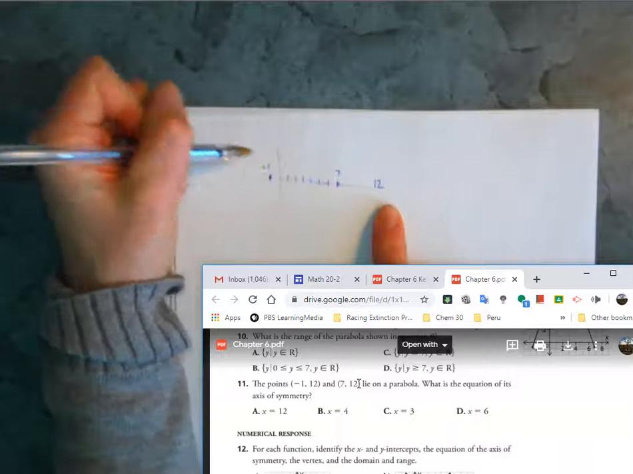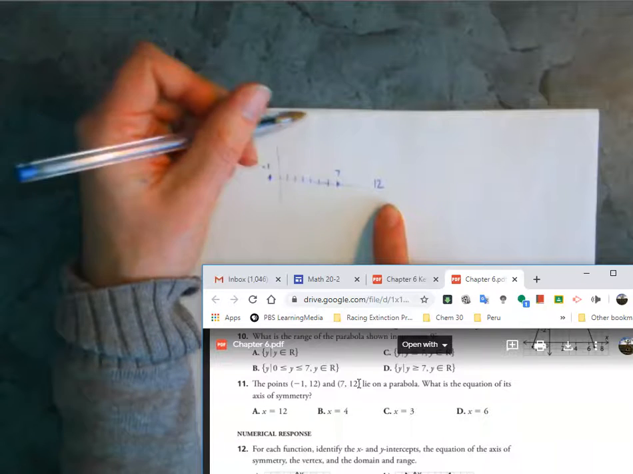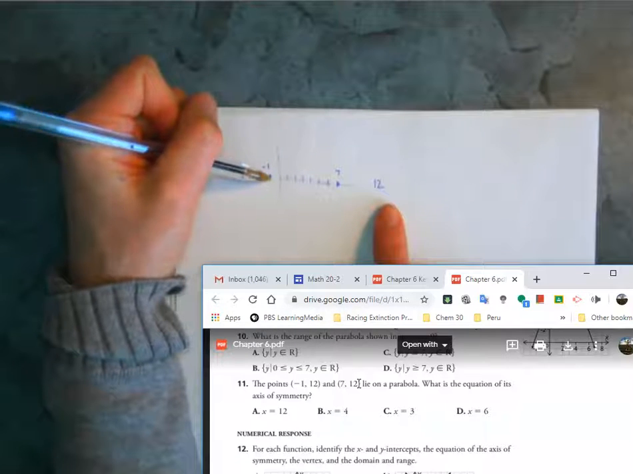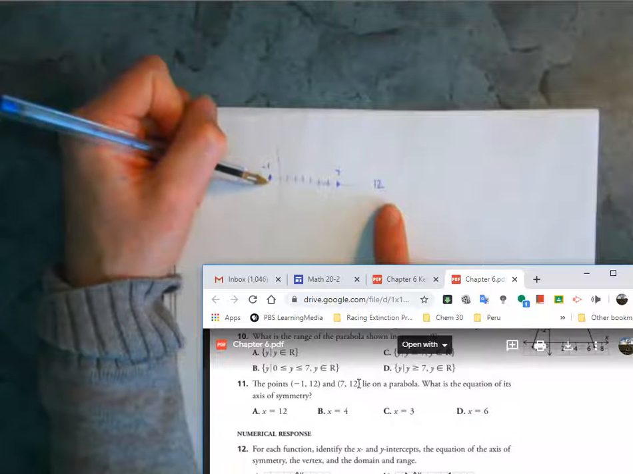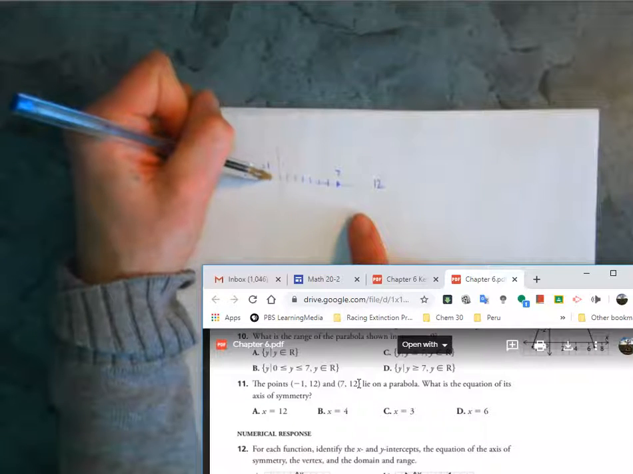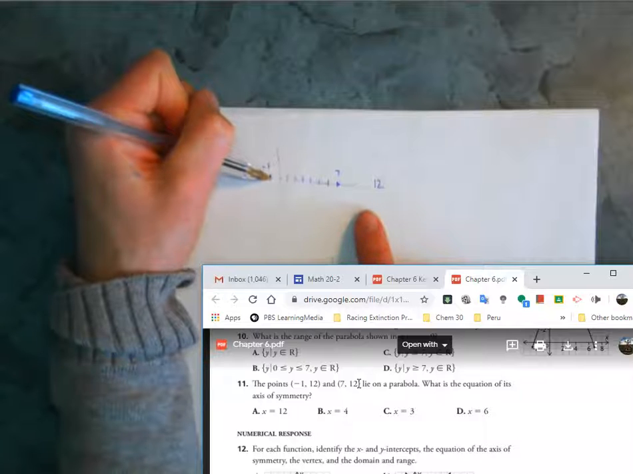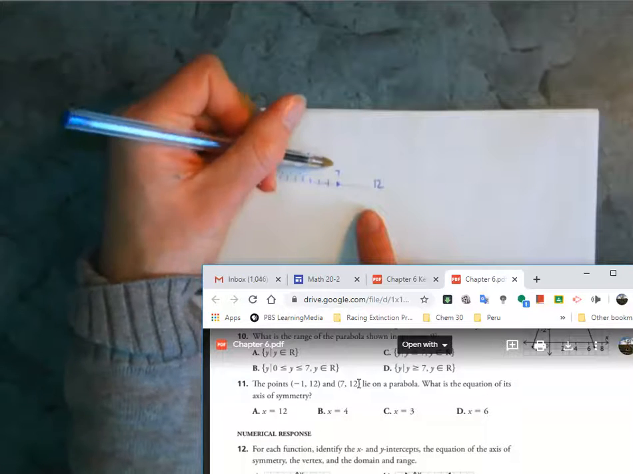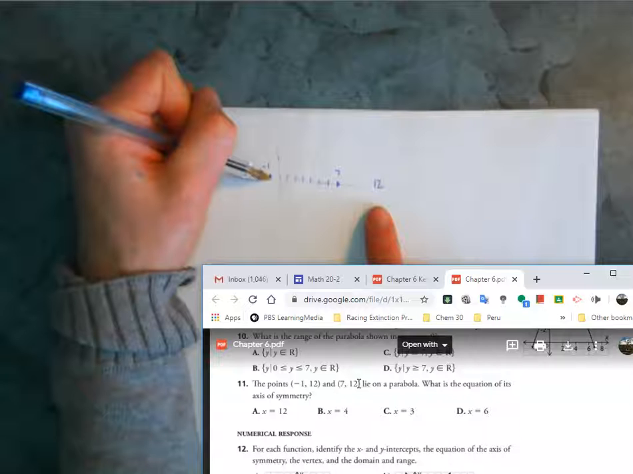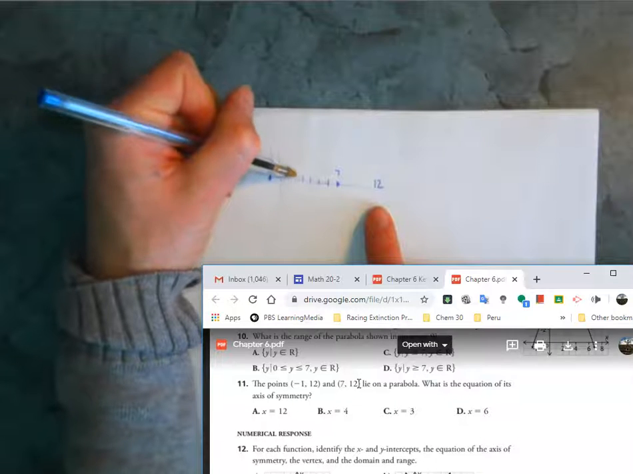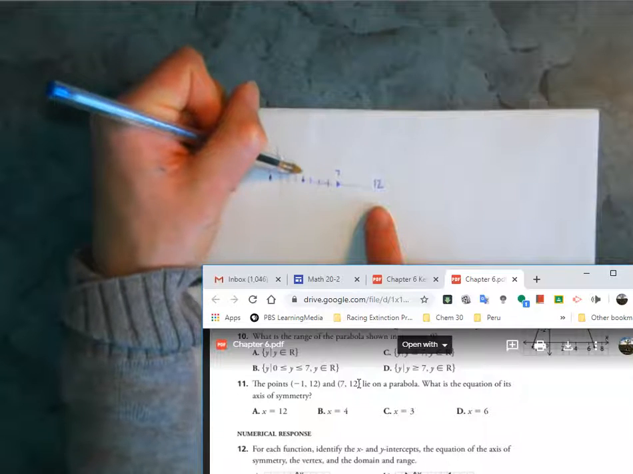And remember what an axis of symmetry is. It's basically the line that's halfway between 2 points anywhere on the graph. They don't actually have to be on the x-axis. And so if we look at this one, because we go from -1 to 7, we have 8 points separating, so halfway in between would be 4. So 1, 2, 3, 4. This is halfway between these two.